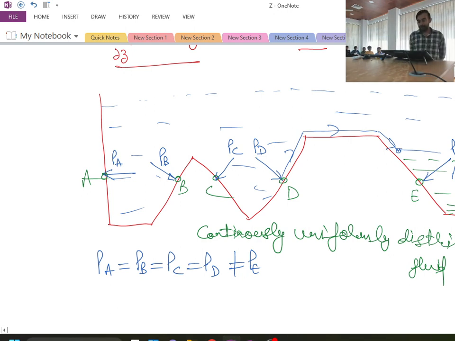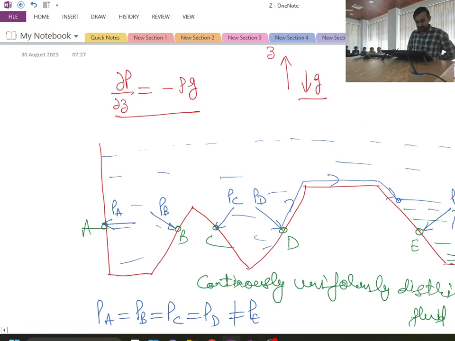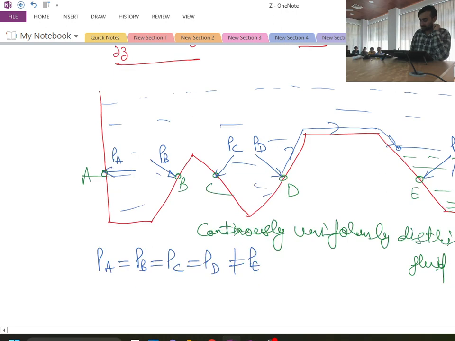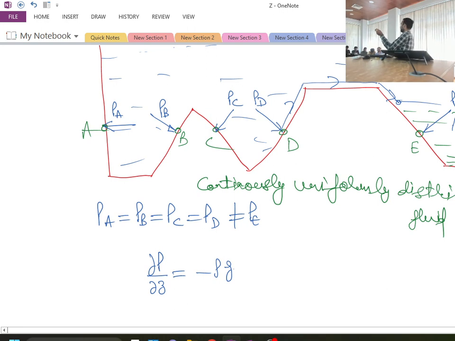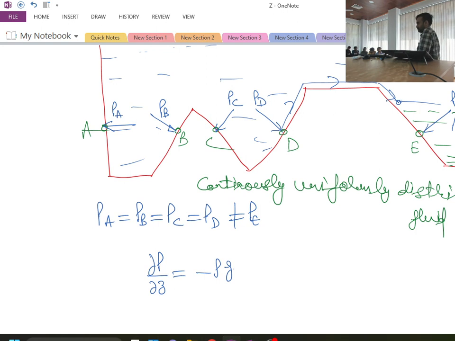Now, from the previous discussion, we found that del P by del Z is equal to minus rho times G. If I have to estimate the pressure at two different points, we have to integrate this equation. When integrating, I have two variables over here: one is rho and the other is G. So we first have to estimate the distribution of density and G with the elevation.